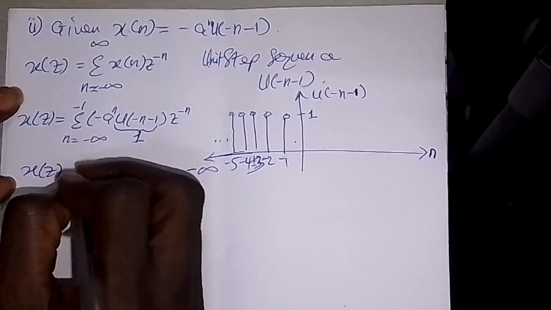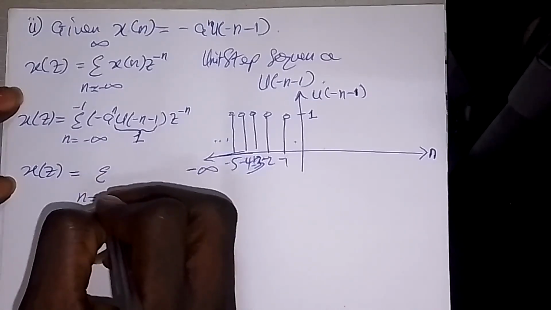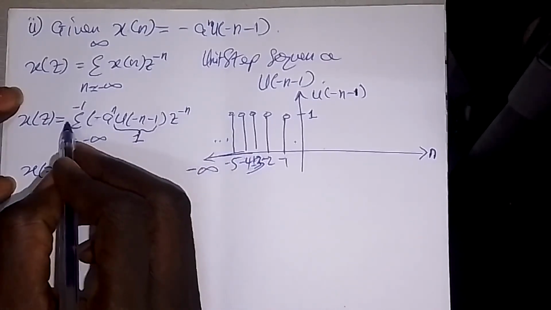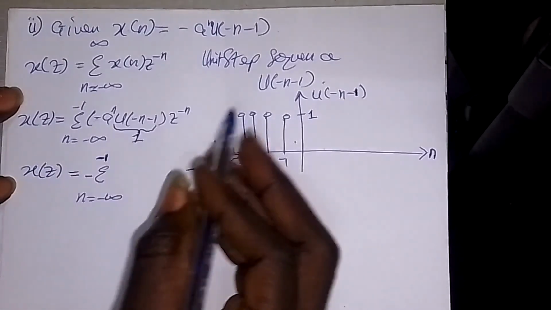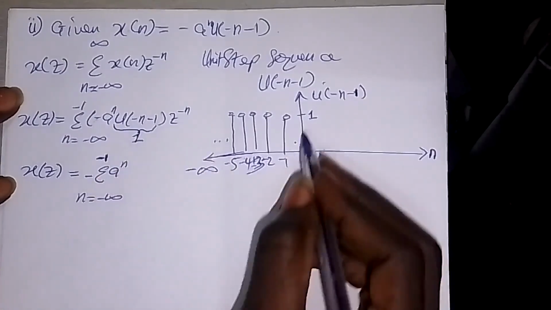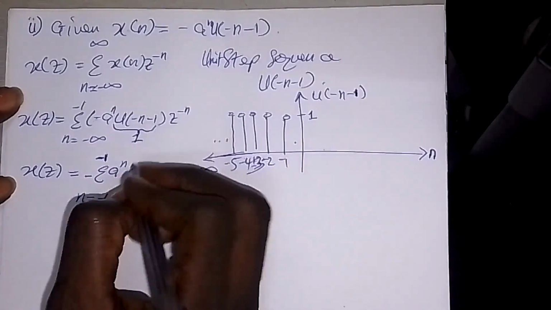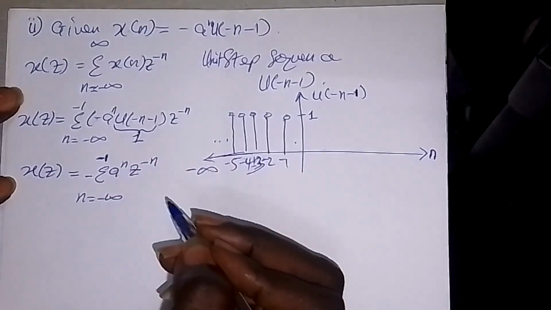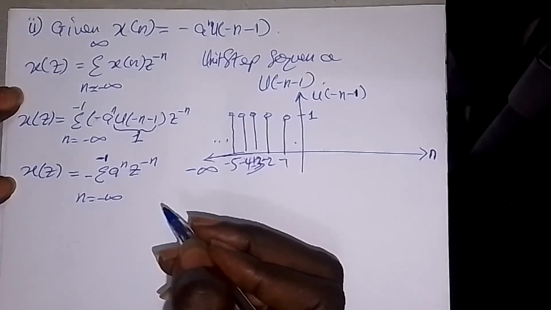So I can rewrite this as x of z equal to the summation from n equals minus infinity to minus 1. This minus here I can bring outside. Here I will have a exponent n, and this u of minus n minus 1, I told you the value is 1. If I multiply the 1 with this, then this is what I will get: minus a exponent n z exponent minus n. So basically, this is what I'm going to have.